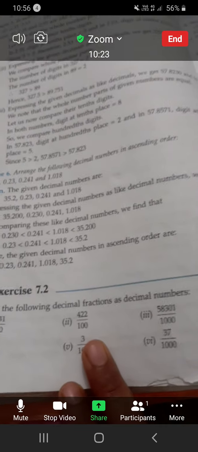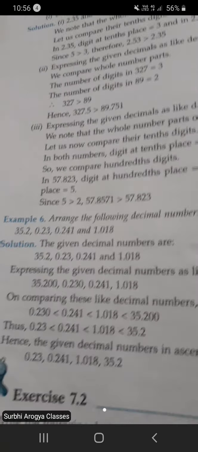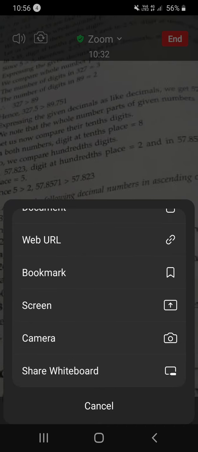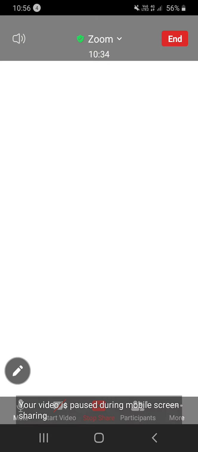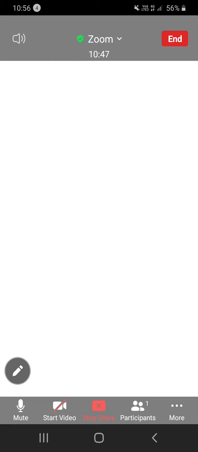Write the following decimal fractions as decimal numbers. Children, there is a simple trick. You can do this. Children, you can see the question in your book in exercise 7.2. The first question, we have to convert fraction into decimal number. Children, there is a simple trick.